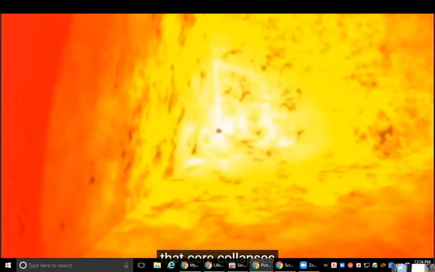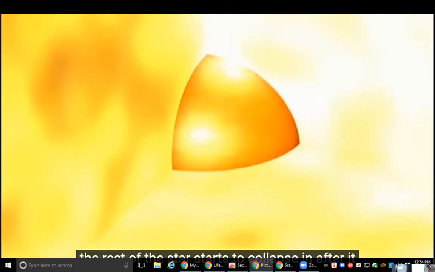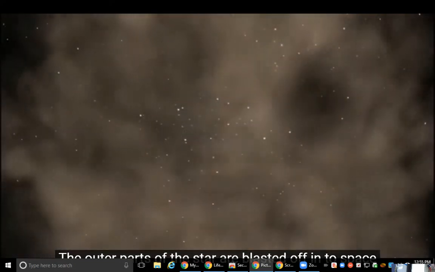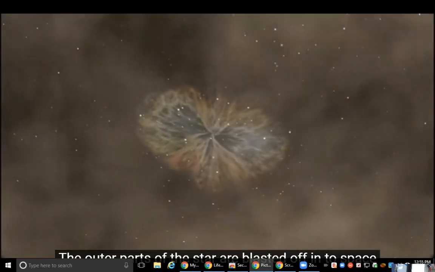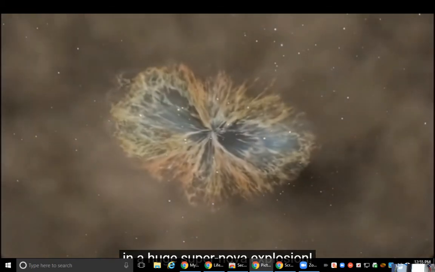That core collapses. The rest of the star starts to collapse in after it, but then it bounces off. There's a huge shock wave, and in just a second, bang, the outer parts of the star are blasted off into space in a huge supernova explosion. These supernova explosions are so powerful that when one of these stars explodes, it can actually outshine the whole galaxy of which it's part, a galaxy of maybe 100,000 million stars.